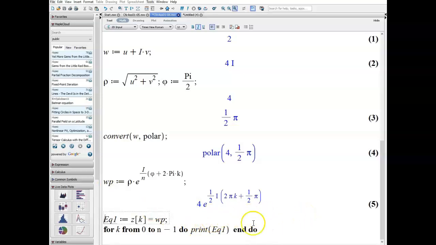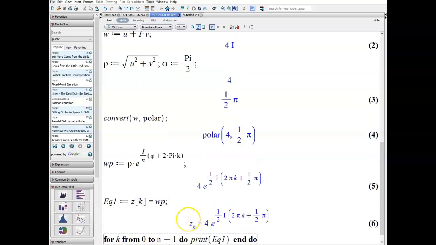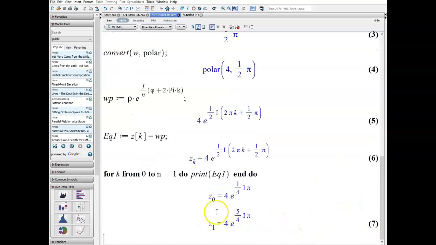Now we can generate roots for all values of k that are permitted. So z suffix k represents that root w, and for k rolling from 0 to n minus 1, we are printing the equation 1, which has the sequential number 6 here, and you can see z0 is equal to 4 into e to the power i times pi by 4, and z1 is equal to 4 into e to the power i times 5 pi by 4.